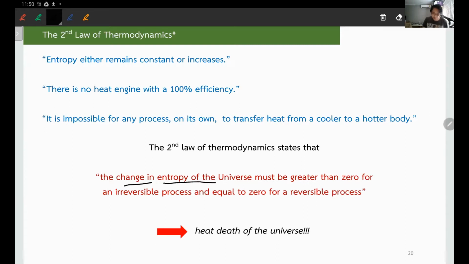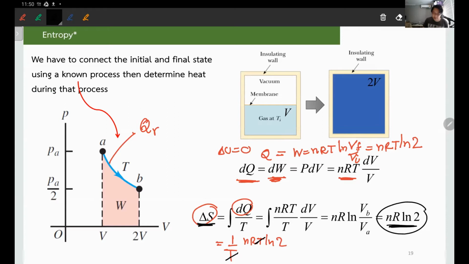The change in entropy of the universe must be greater than zero for an irreversible process. And if you are dealing with a reversible one, then it will be equal to zero, so it means no change. Here, you calculate the entropy change and it's positive. Because this system is just an isolated system in the universe, this is an irreversible process, which agrees with everyone's understanding that this process is irreversible.